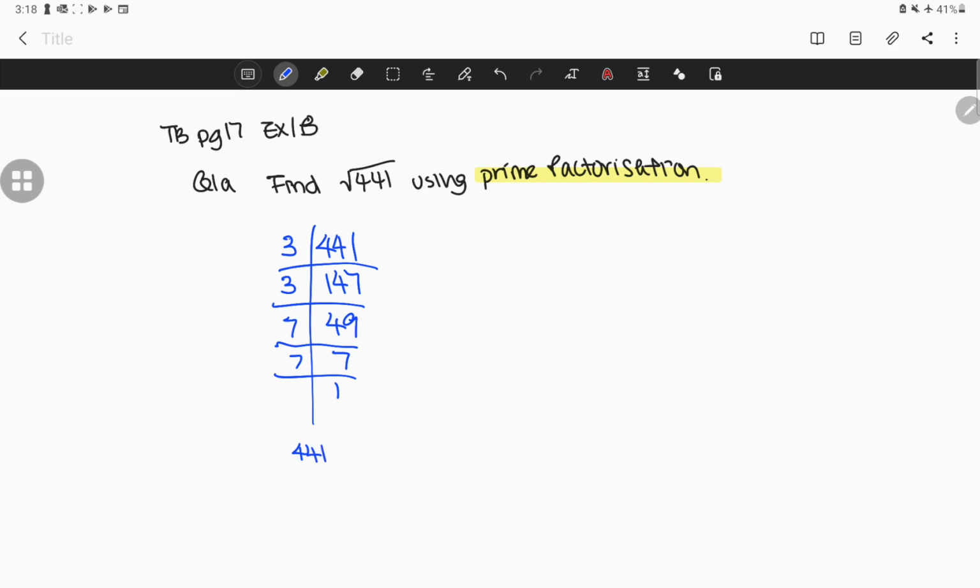So 441 is equal to 3 squared multiplied by 7 squared. Next, we are supposed to find the square root of 441, correct? So that would just be the square root of 3 squared multiplied by 7 squared.